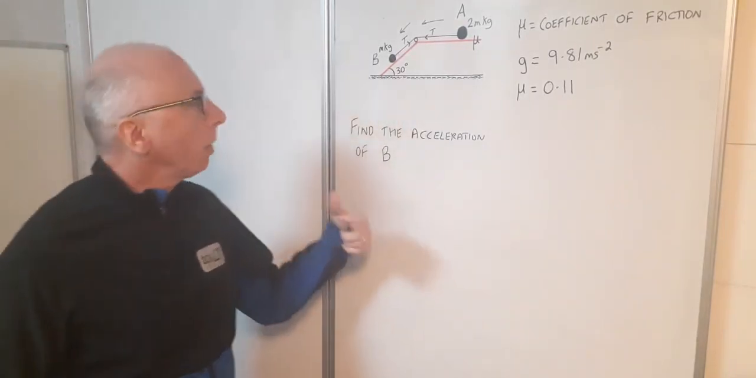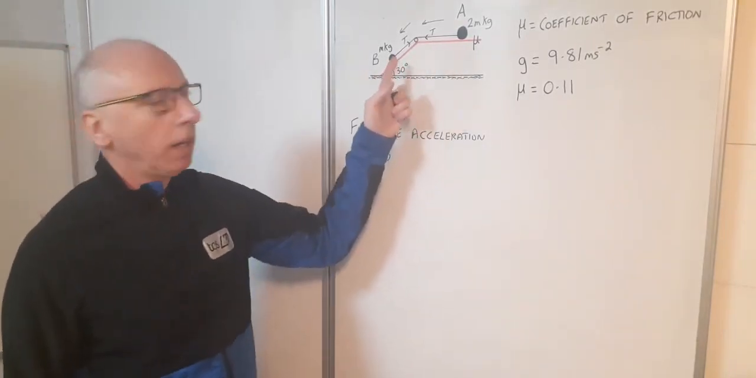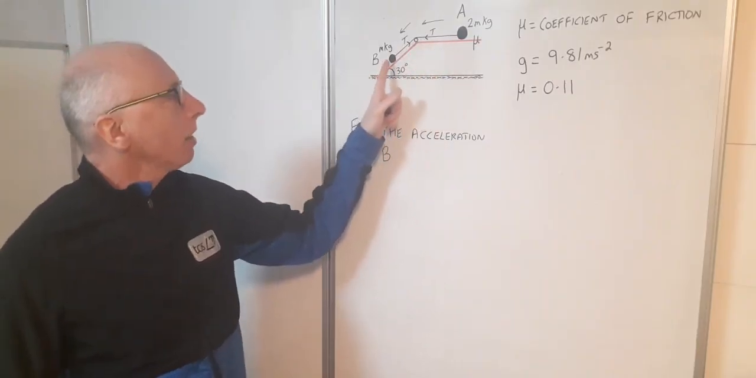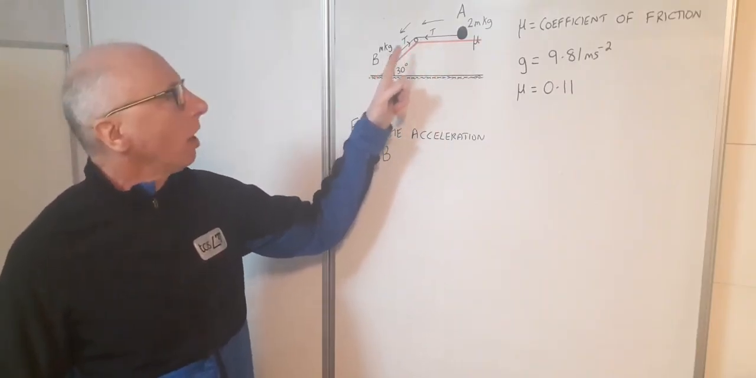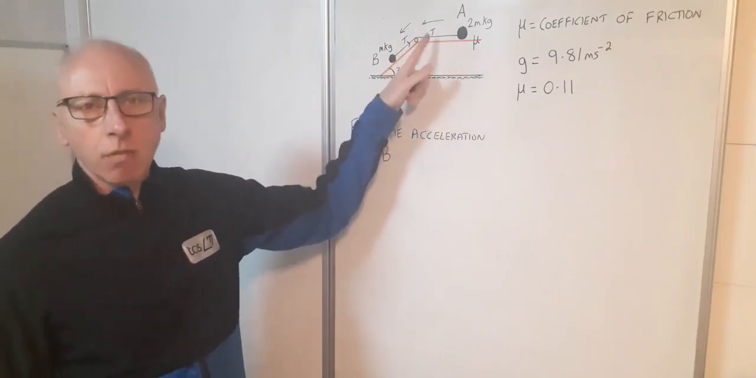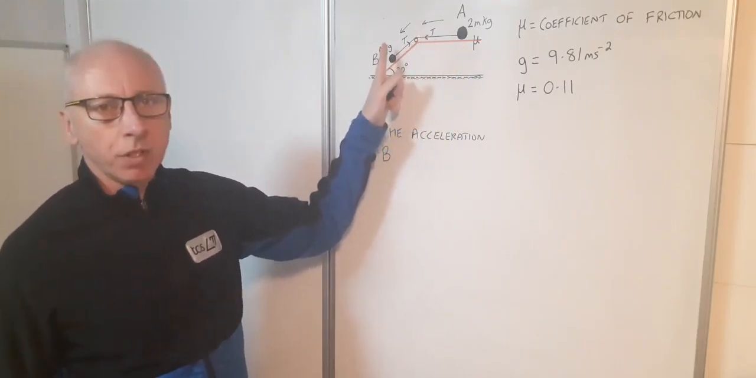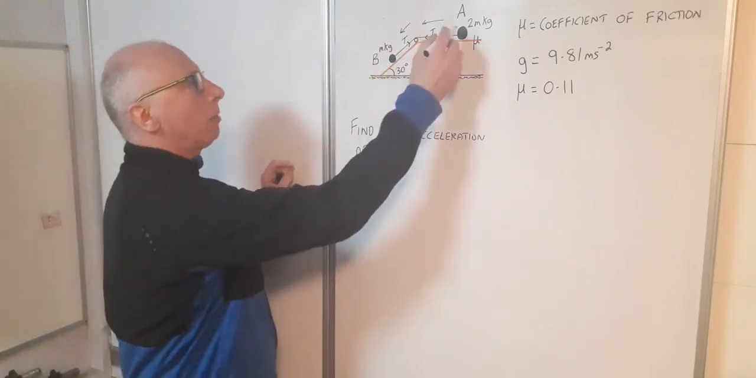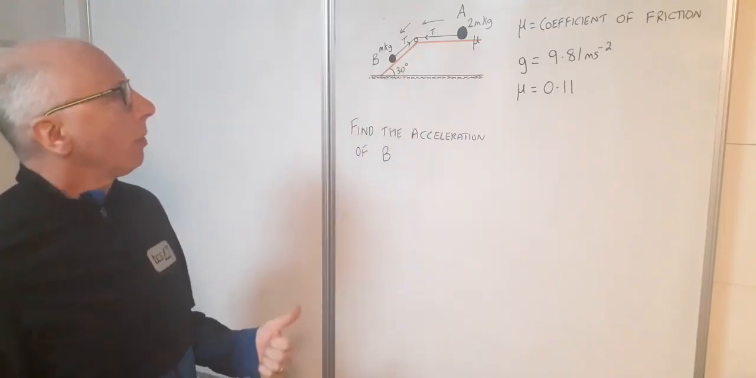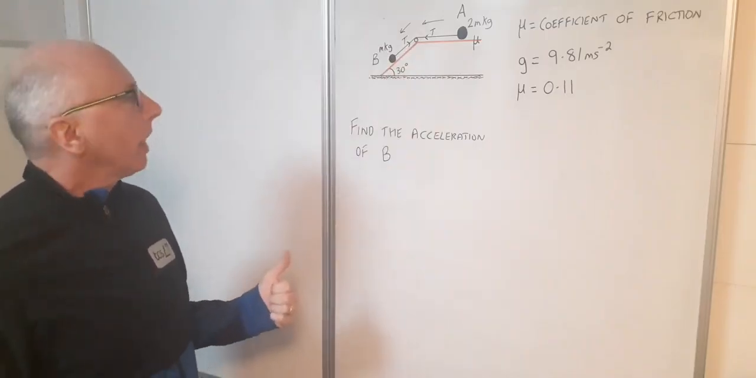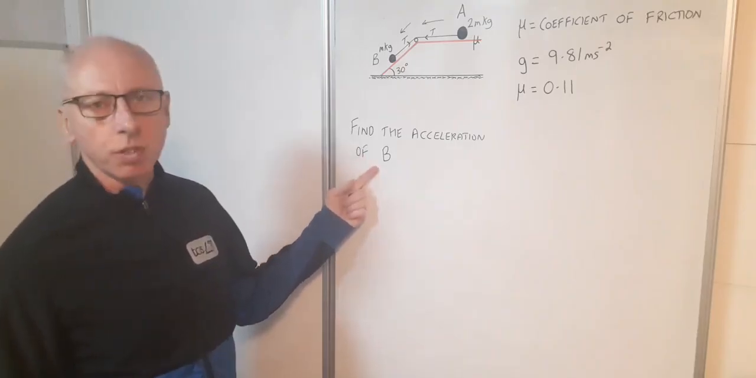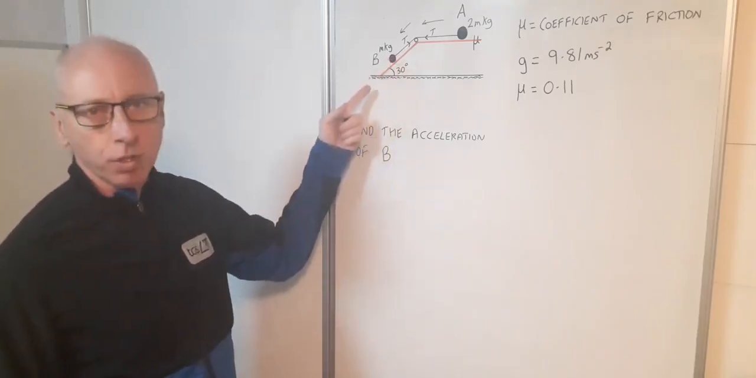So we've got a question here where we've got two particles connected by a light inextensible string by a pulley system. And the mass of particle B is half the mass of particle A. And we've got tension in the ropes, which is labelled on the diagram. And the system is travelling in this direction. So what we want to know is what's the acceleration of particle B as it falls to the ground, or in this case rolls to the ground.